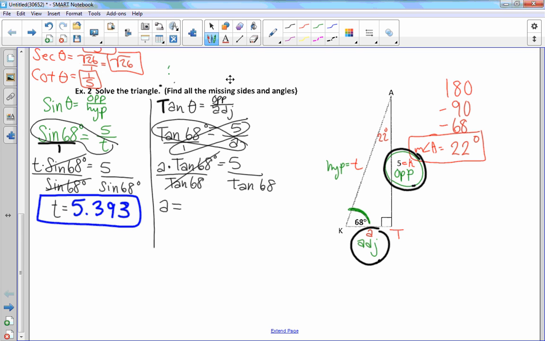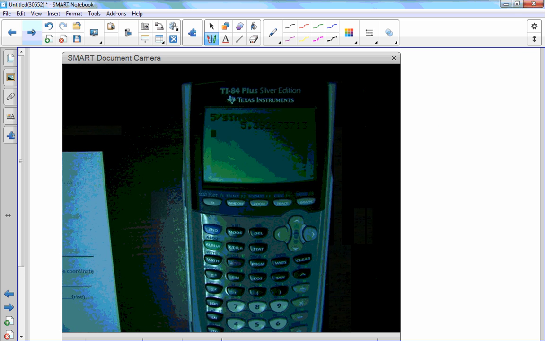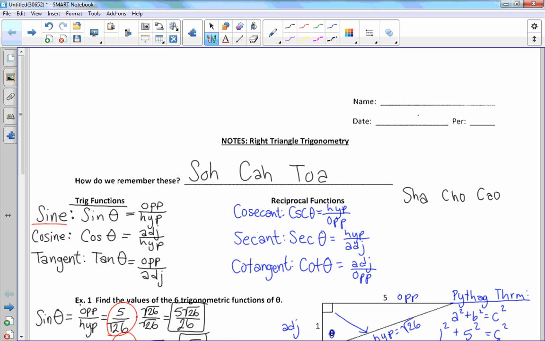5 divided by tangent 68, out to 3 decimal places. Yep, the back of the 0 is a 1. So those are the approximate lengths when we rounded A and T. Okay, flip it over. Oh, you did inverse tangent. That -1 is an inverse, so we just want to use the regular tangent.